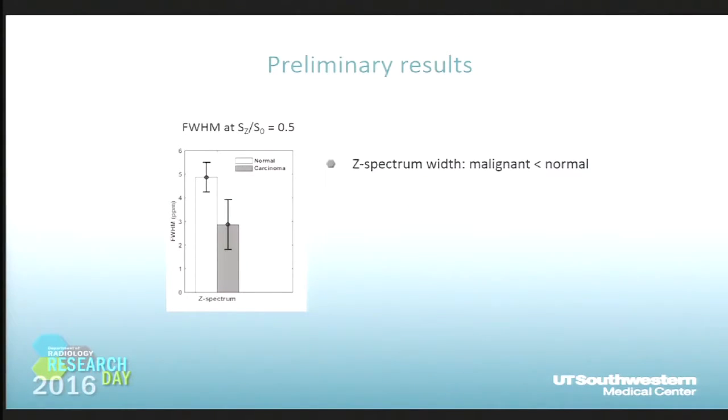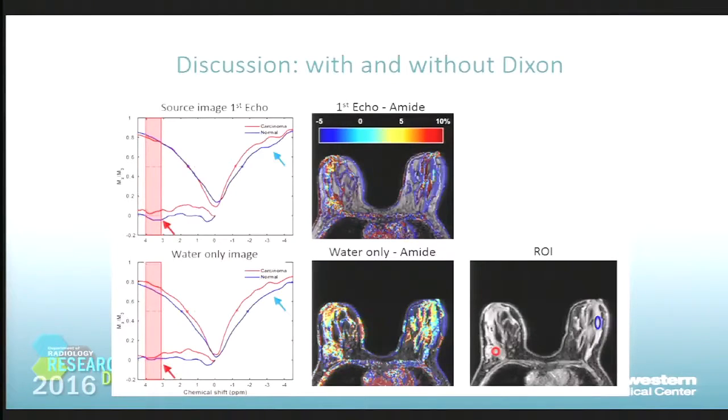Here, the bar plots show the width of the Z-spectrum, and it becomes evident that the malignant tissue is narrower than the normal tissue. The Z-spectrum acquired with and without Dixon are compared. The no Dixon spectrum is actually from the first echo acquired using the mDixon method, and the with Dixon spectrum is from the water-only images.